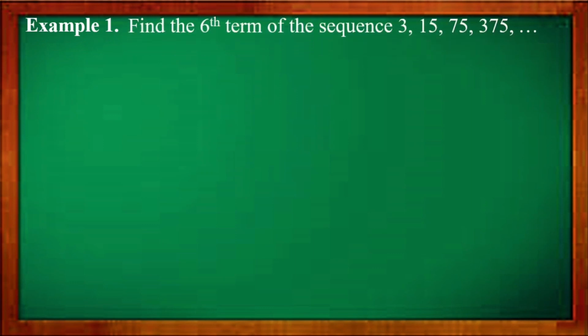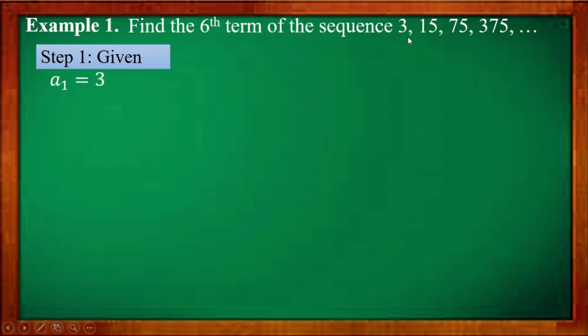Let us have an example in getting the nth term of a geometric sequence. Example number 1. Find the sixth term of the sequence 3, 15, 75, 375. The first thing to do is to identify the given values. The given values are a sub 1 is 3, r, which is the common ratio, is 5 because 15 divided by 3 is 5, 75 divided by 15 is 5, and 375 divided by 75 is 5. That is why r is 5. And n is 6 since we are looking for the sixth term.